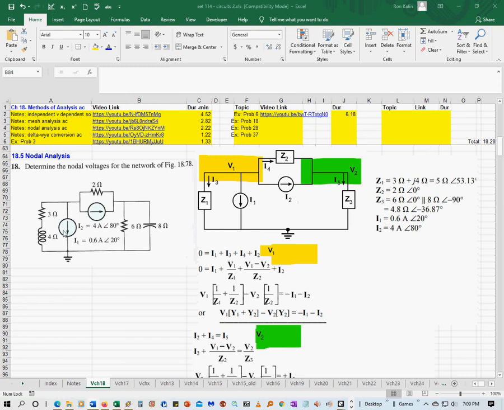And then you have these two currents. You have I1, they're a little bit close here, but this is I1 right here. It's going down and it's 0.6 amps angle 20, and then I2 is going to the right, 4 amps angle of 80. So first thing you do is take your first node, V1, and do Kirchhoff's current law on it.